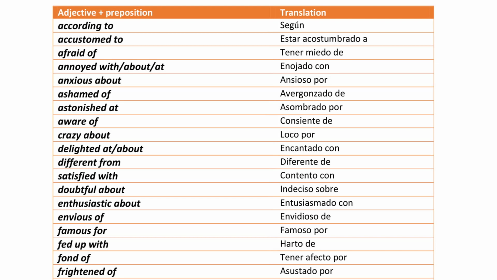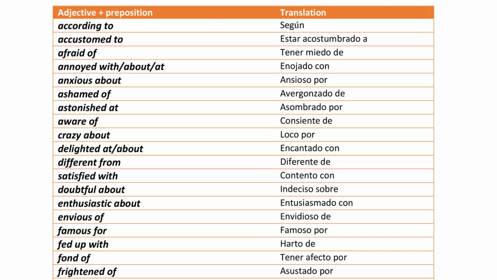Accustomed to basically means estar acostumbrado a. Afraid of. Afraid of means tener miedo de. Annoyed with, annoyed about, or annoyed at is enojado con. Anxious about. Anxious about means ansioso por. Ashamed of. Ashamed of means avergonzado de. Astonished at. Astonished at means asombrado por. Aware of. Consciente de. Crazy about. Loco por.